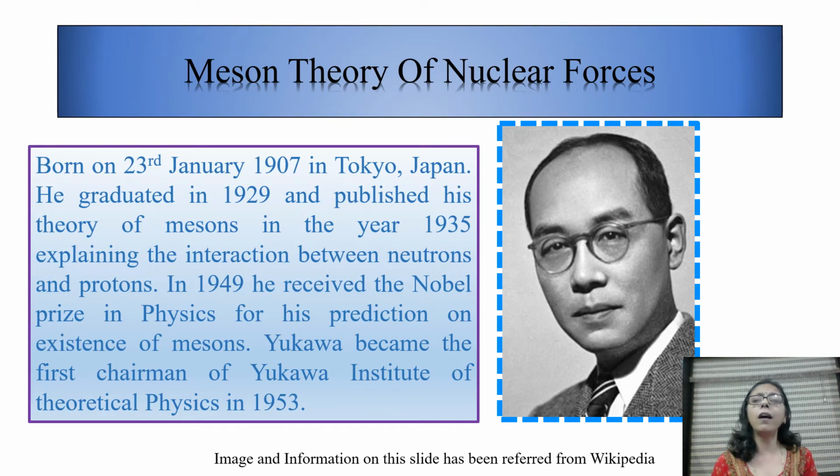Now, who was Yukawa? He was born on 23rd January 1907 in Tokyo. He graduated in 1929 and published his theory of mesons in the year 1935, for which he received the Nobel Prize in 1949. He went on to become the first chairman of the Yukawa Institute of Theoretical Physics in the year 1953. A very well-known scientist of nuclear physics.